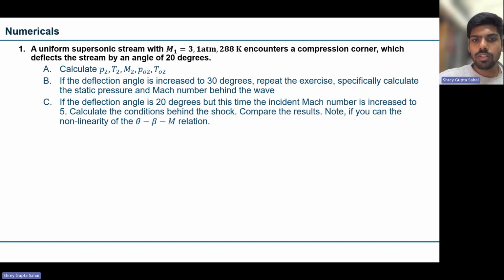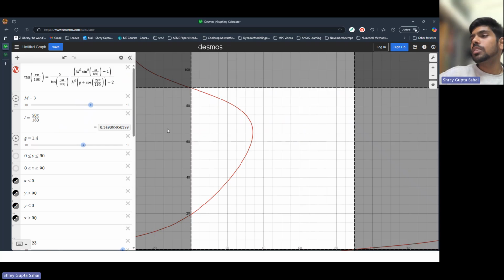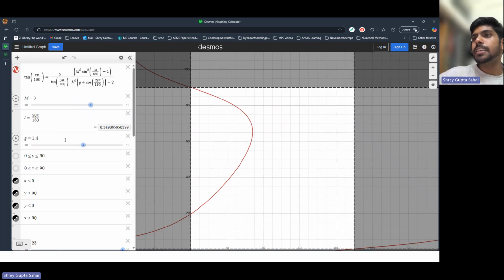Okay, so now let's solve this problem. The first part of the problem is, what is the Mach number? Mach number is 3, and the second thing is the theta value given to us, 20 degrees. So now what we have to do is either we can use the table, but I'm going to use this graph which I showed, to see what the beta value corresponding to this is.